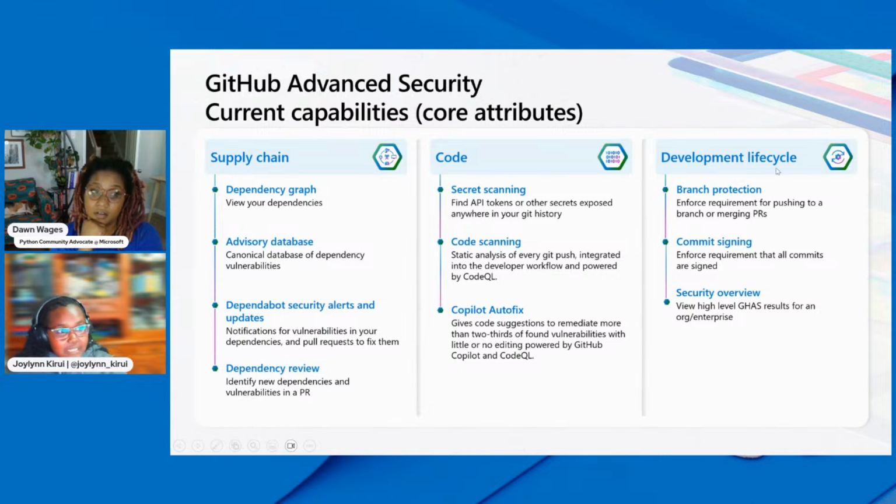And then also within the development lifecycle, we have other capabilities like branch protection, commit signing, and security overview, making sure that whatever you're building is actually signed and you know that it's actually the right one.